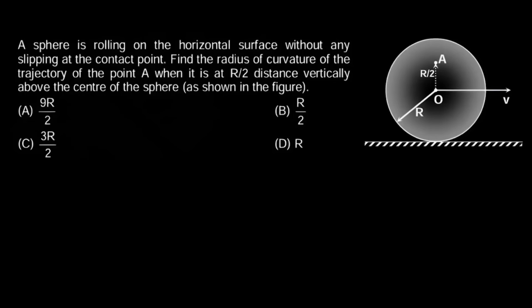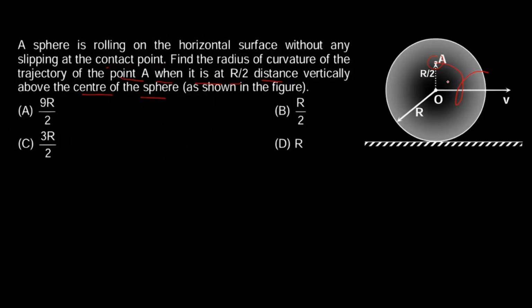Welcome all. This is a very good problem in which you can visualize how physics makes a mathematics problem very easy. The question says that there is a sphere which is rolling on a horizontal surface without any slipping at the contact. You have to find the radius of curvature of the trajectory of point A when it is at r/2 distance vertically above the center of the sphere. That means you have to find the radius of curvature of the trajectory of A.